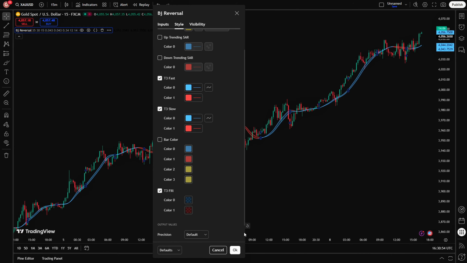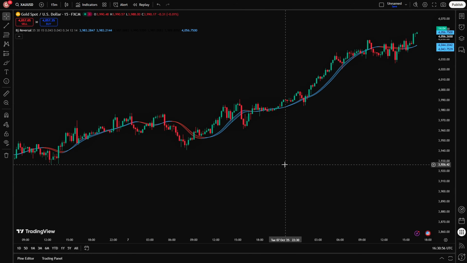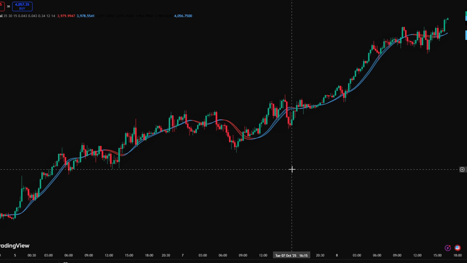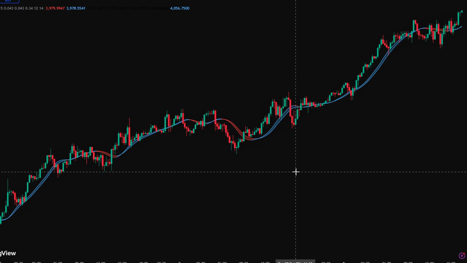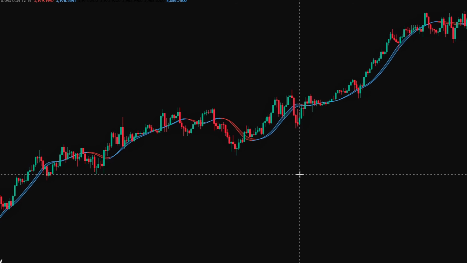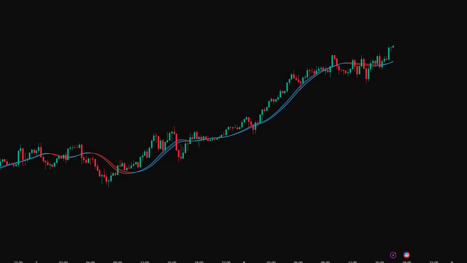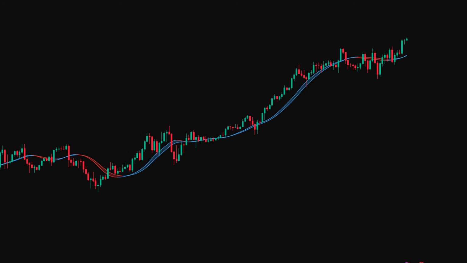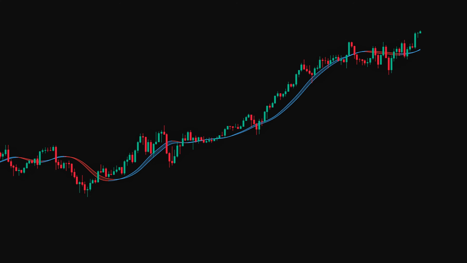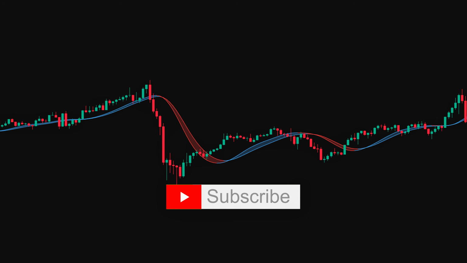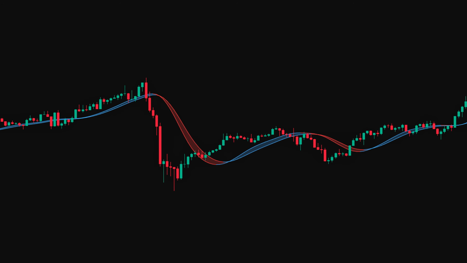Understanding the T3 trend logic. The T3 trend indicator is built around two adaptive moving averages, one fast, one slow, both changing color to reflect trend direction. When both lines turn sky blue and price stays above them, it signals a bullish trend. When both lines turn red and price moves below them, it indicates a bearish trend.